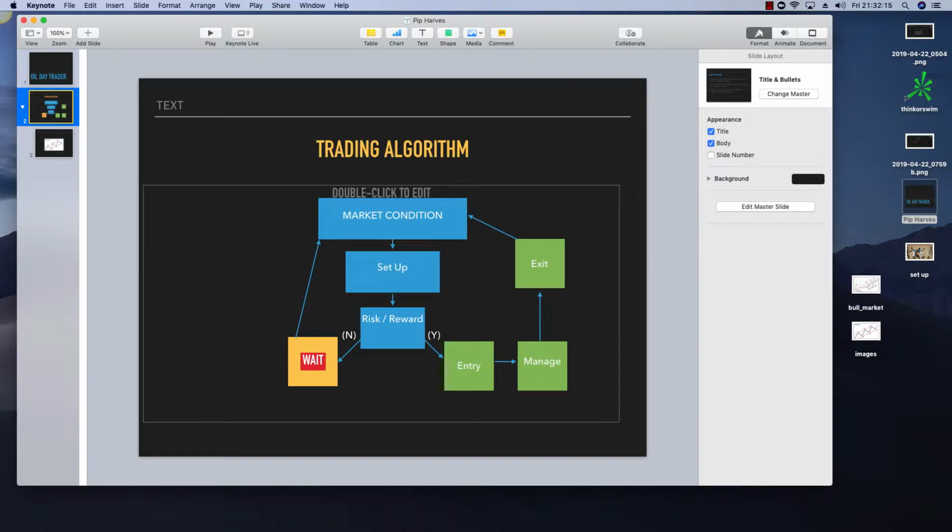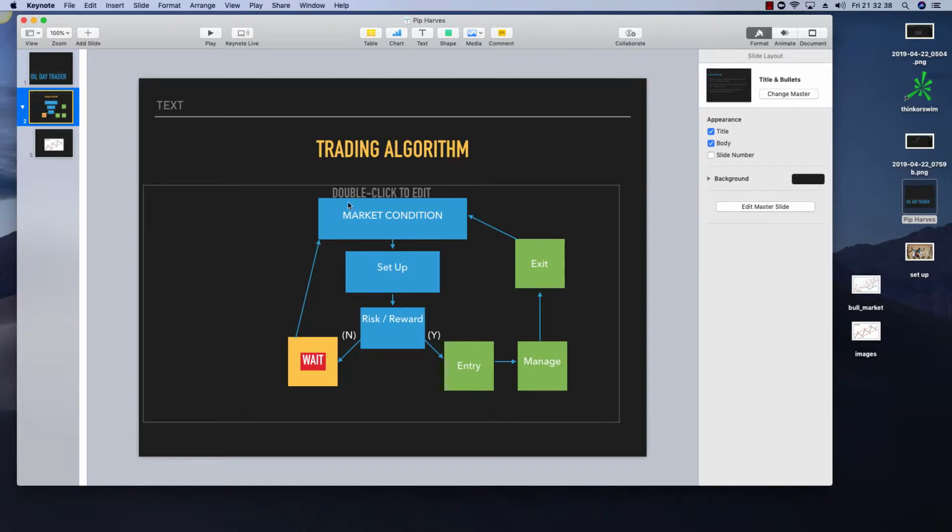And I just summarized it as a trading algorithm. Even though right now you're looking at a day trading setup, I really think this algorithm applies to any trading setup. So let me just go over that. Here's our trading algorithm.